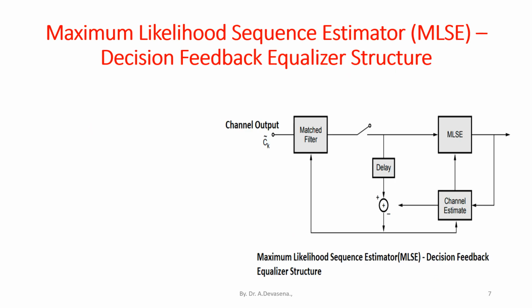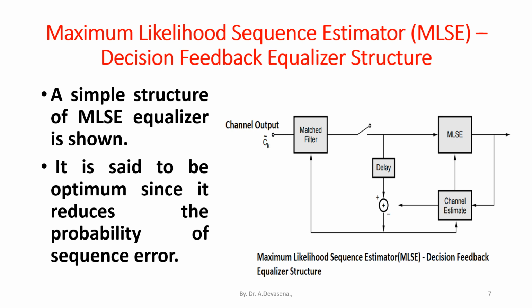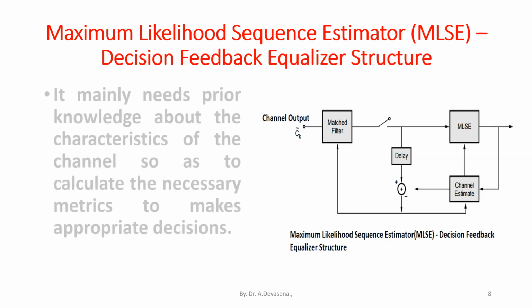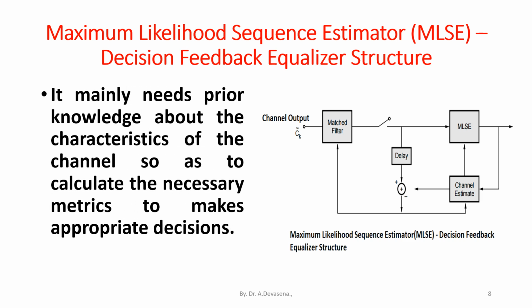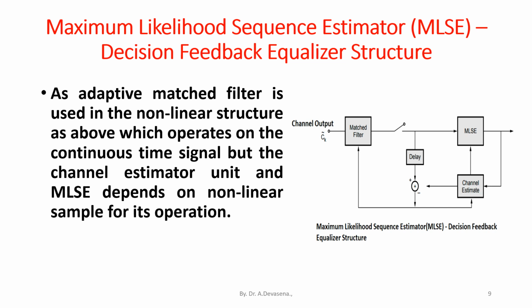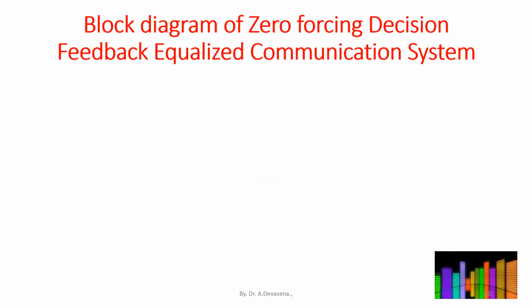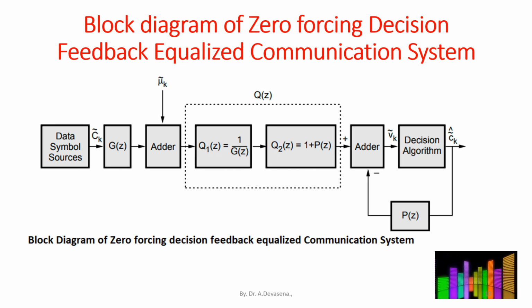Maximum likelihood sequence estimator, decision feedback equalizer structure discussion. A simple structure of MLSE equalizer is shown here. It is said to be optimum since it reduces the probability of sequence error. It mainly needs prior knowledge about the characteristics of the channel so as to calculate the necessary metrics to make appropriate decisions. An adaptive matched filter is used in the nonlinear structure as above, which operates on the continuous time signal, but the channel estimator unit and MLSE depend on nonlinear samples for their operation. The ultimate goal of the nonlinear equalizer is to reduce noise enhancements. Block diagram of zero forcing decision feedback equalized communication system is shown here.